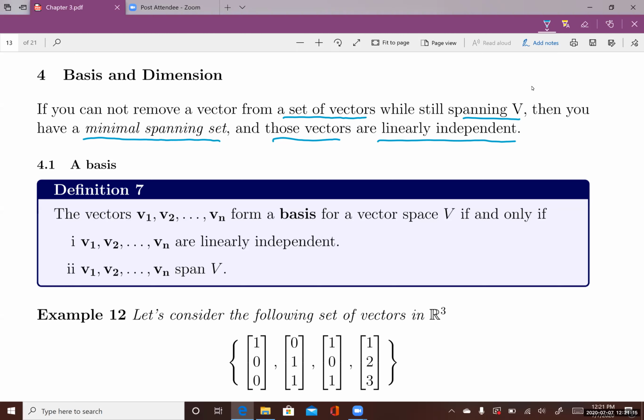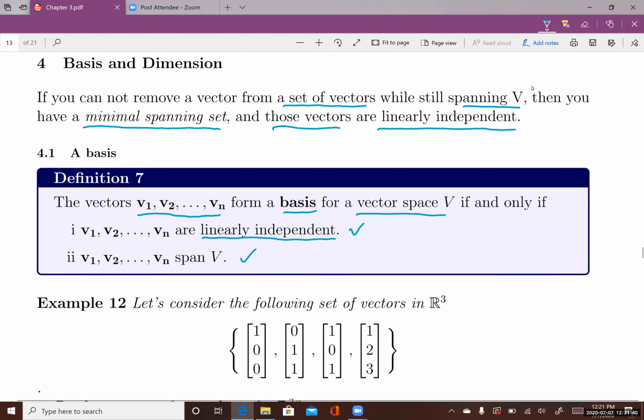Well, what is a basis of a vector space? By the definition, the set of vectors v1, v2 to vn is a basis for a vector space if and only if the set of vectors is linearly independent, and also this set of vectors spans V. Okay, there are two conditions for a set of vectors to be a basis of a vector space. First, the set of vectors is linearly independent. Second, the set of vectors spans V.